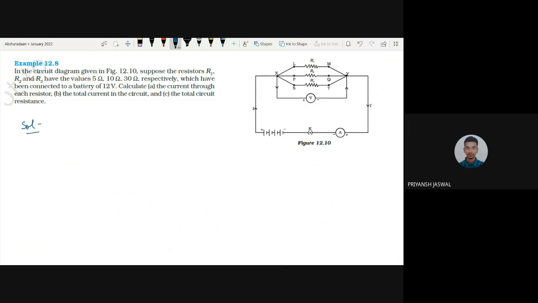Example 12.8. In the circuit diagram given in figure 12.10, suppose the resistors R1, R2 and R3 have the values 5 ohm, 10 ohm, 30 ohm respectively, which have been connected to a battery of 12 volt. So they have asked us to calculate the current through each resistor, the total current in the circuit, and the total circuit resistance. So this is clearly a parallel combination because resistances have been connected end to end on both sides.